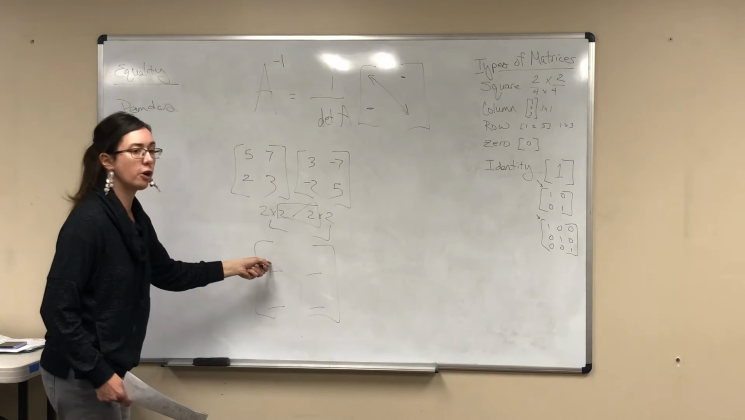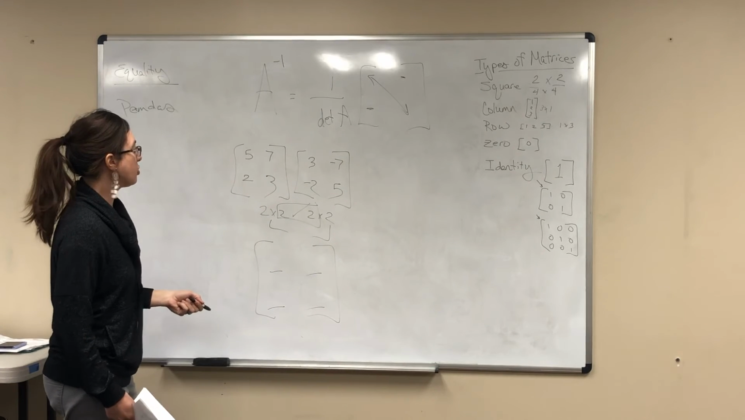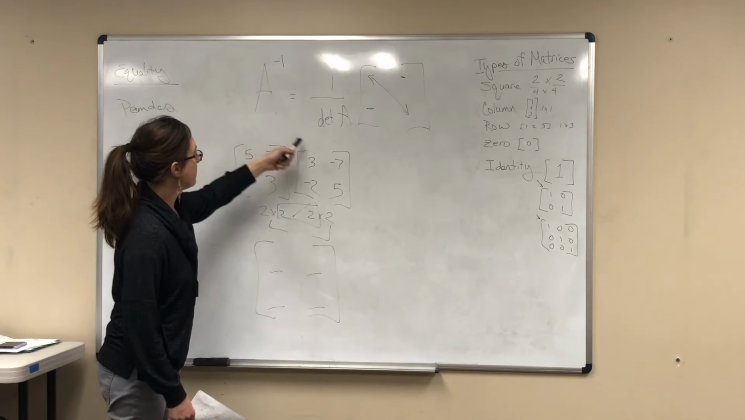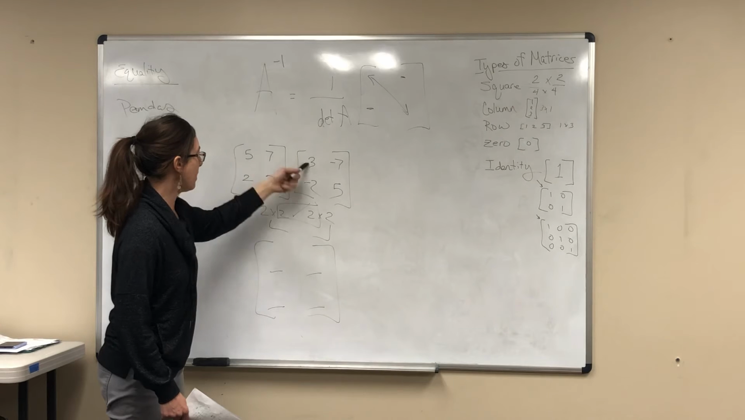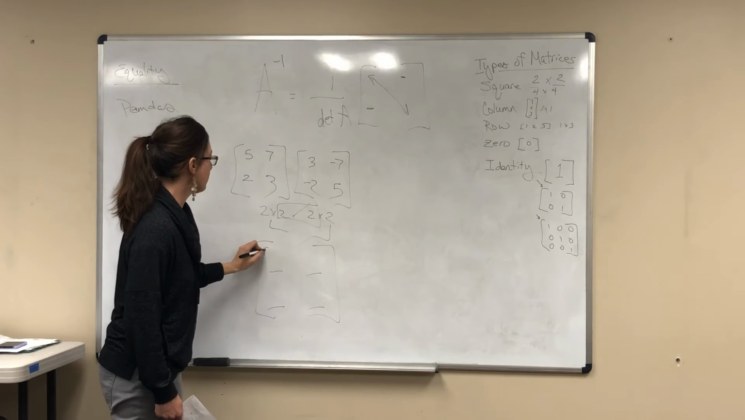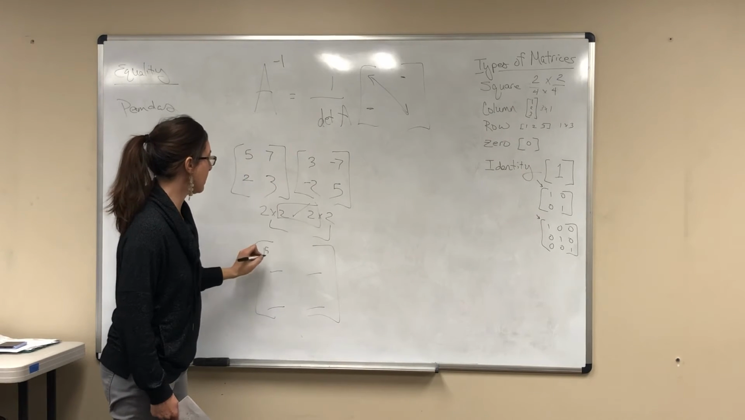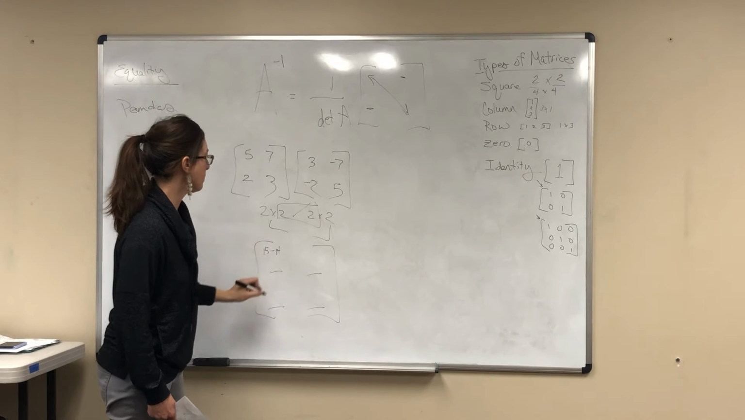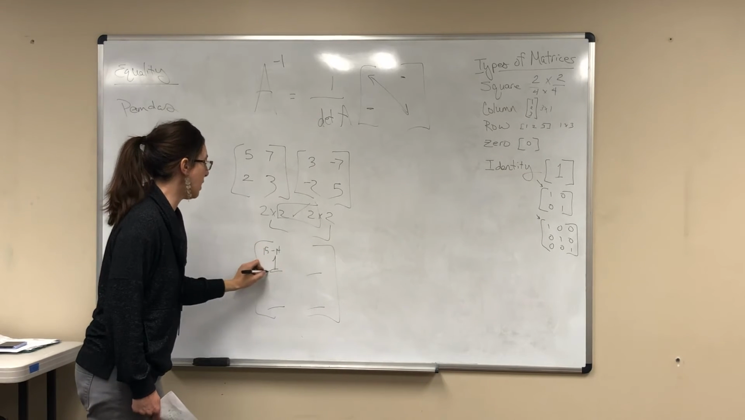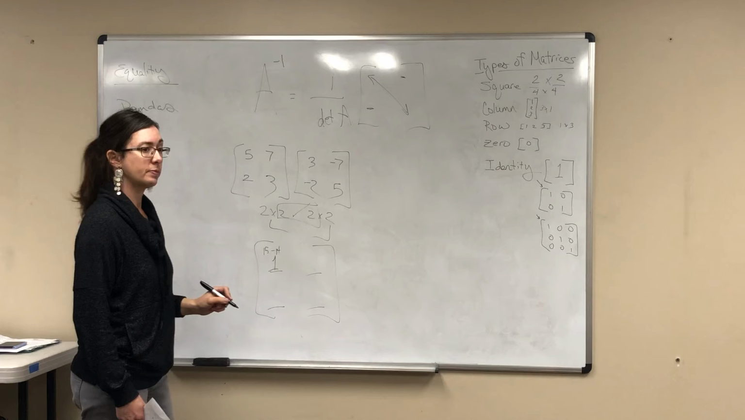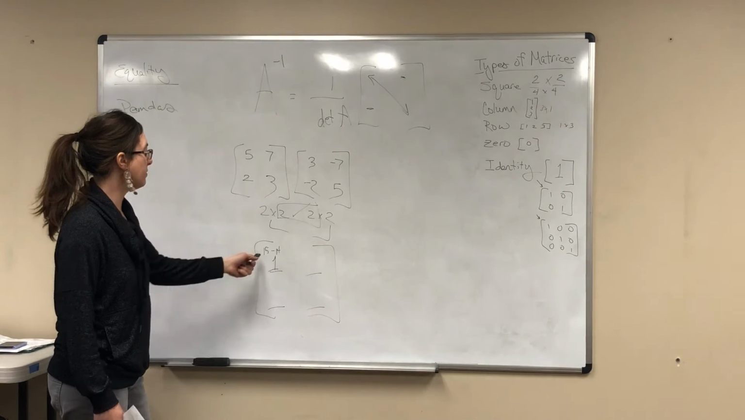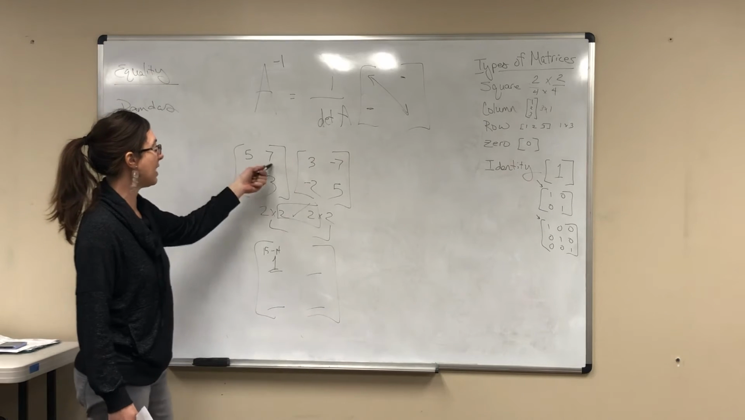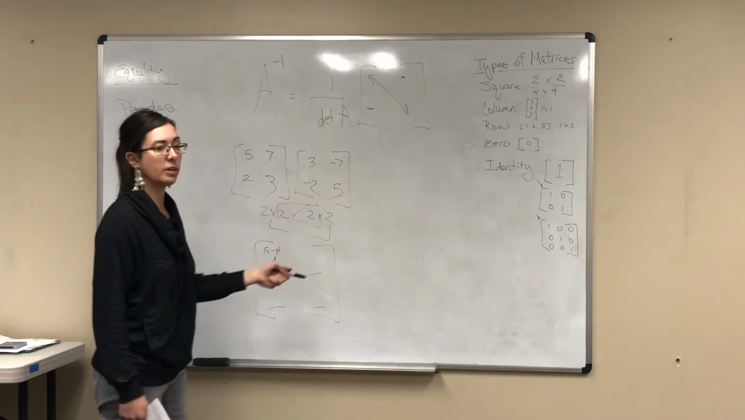What is our first entry? First row, first column. 5 times 3, 15. 7 times -2, negative 14. Okay, so I have a 1. Wait, 15 minus 14? But it's a negative 14. Yeah, 15 minus 14, because these are added. Oh, these are always added when we're multiplying.